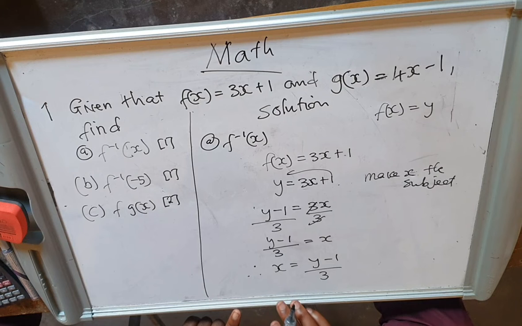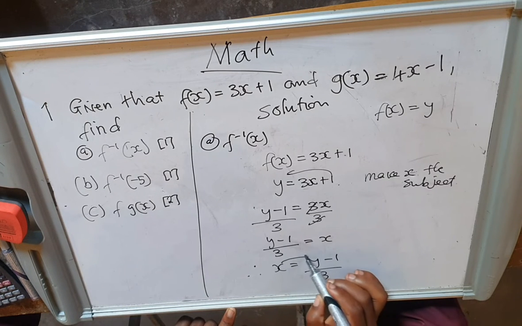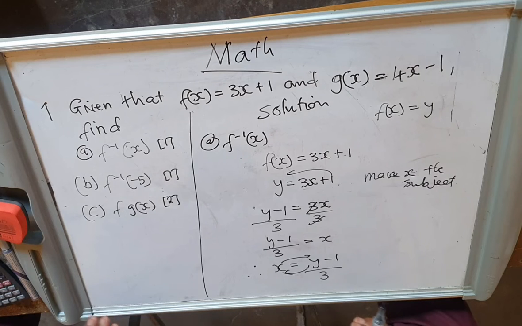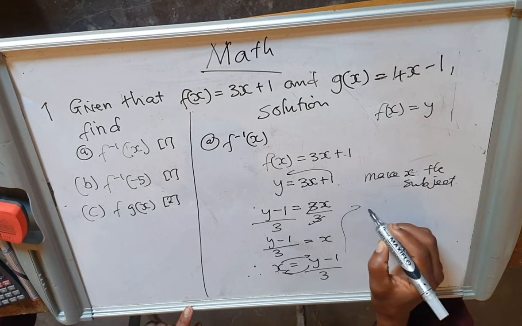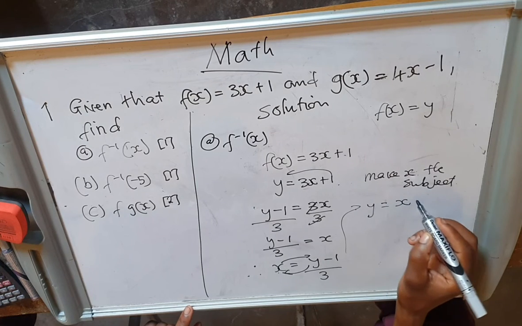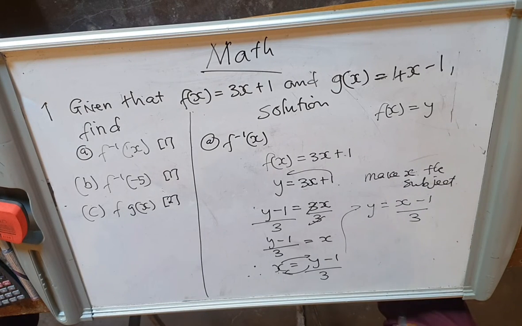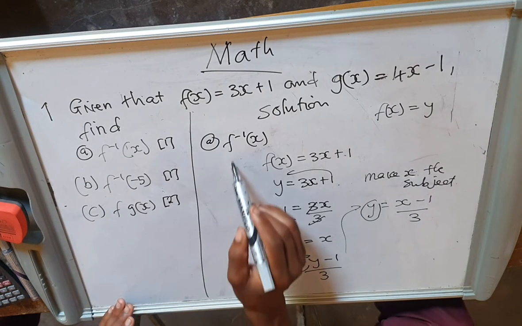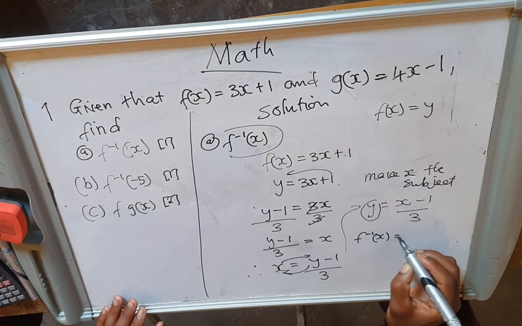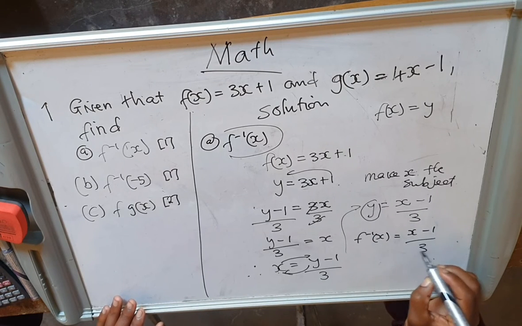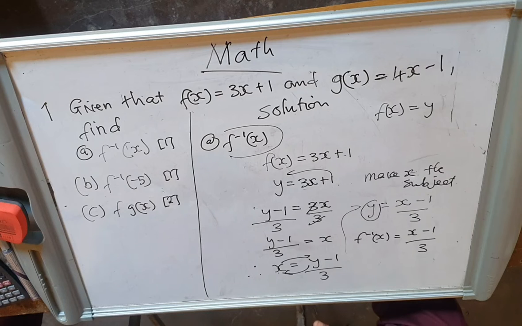Now, once we have made x the subject of the formula, we have to swap x and y. So y comes here and x goes there. We have y equals x minus 1 over 3. Now, where there is y, we substitute with the inverse function. So the f inverse of x is equal to x minus 1 over 3. That's the answer for the first question.